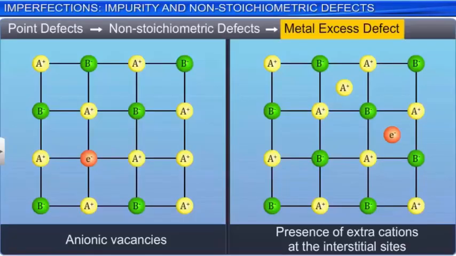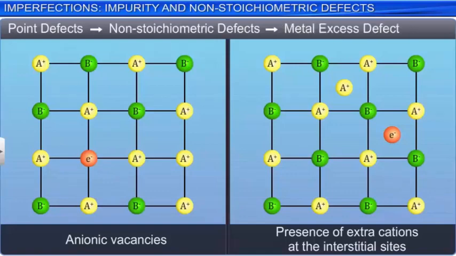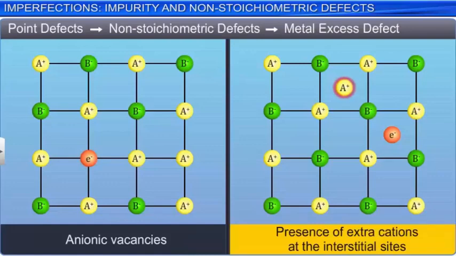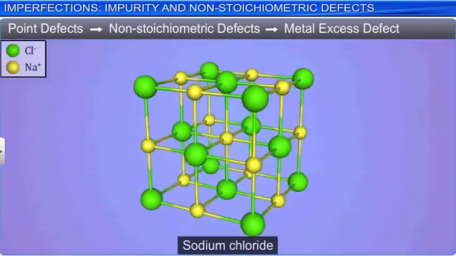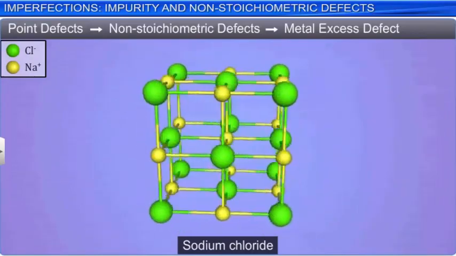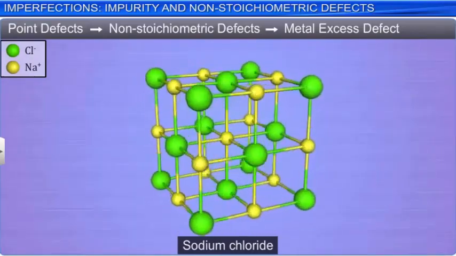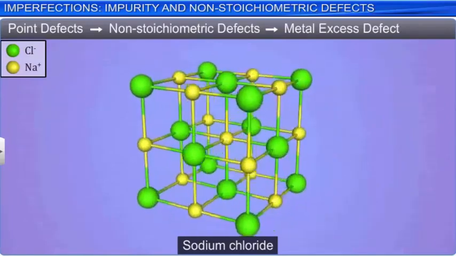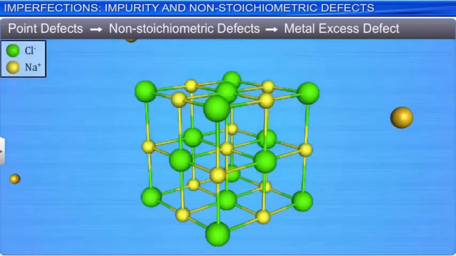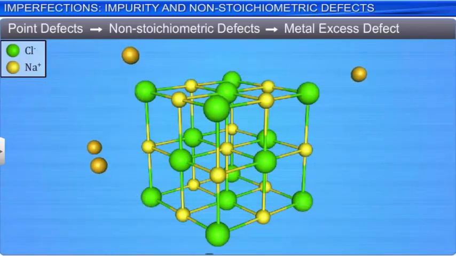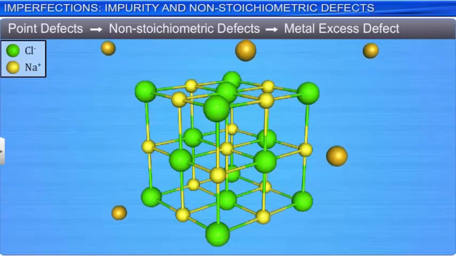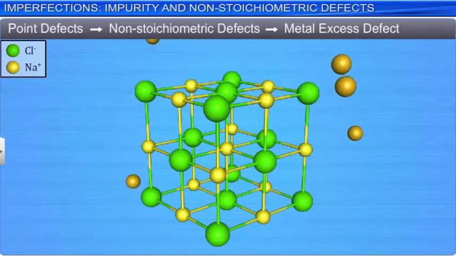A metal excess defect may arise in crystals due to anionic vacancies or the presence of extra cations at the interstitial sites. Metal excess defects that occur due to anionic vacancies can be illustrated by taking sodium chloride as an example. When crystals of sodium chloride are heated in an atmosphere of sodium vapor, the sodium atoms are deposited on the surface of the sodium chloride crystal.